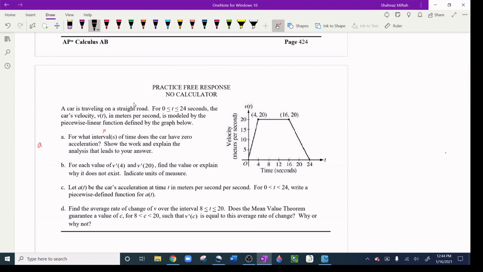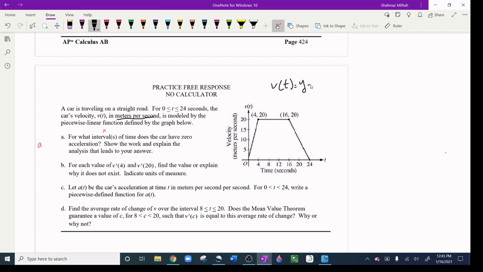Okay, these are practice free response questions. This one is without a calculator, so we will not use a calculator. This question says a car is traveling on a straight road for 0 to 24 seconds. The car's velocity, v of t in meters per second, so that's my unit, is modeled by the piecewise linear function defined by the graph below.